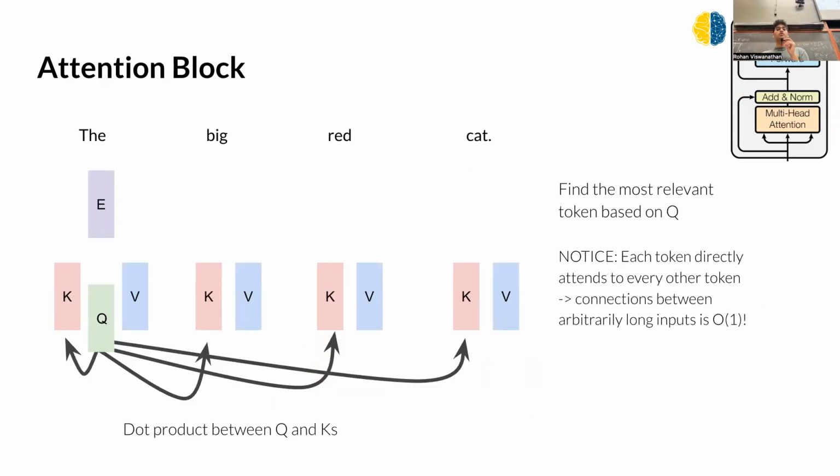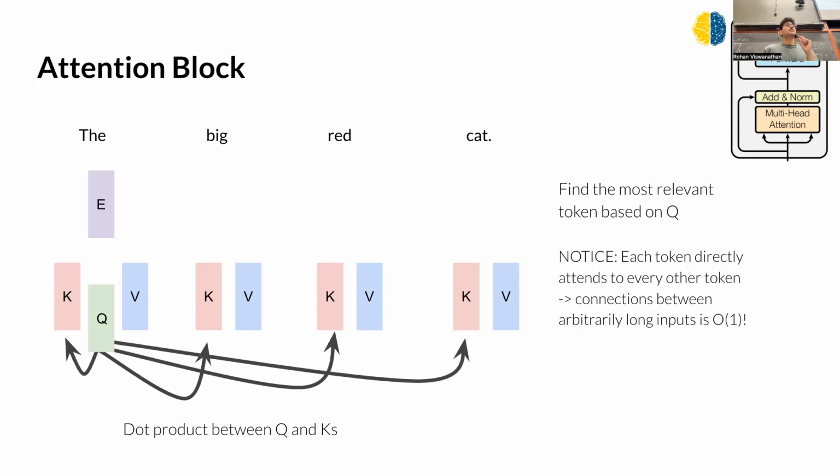We want to find the most relevant token based on Q. So looking at our first embedding, we can take the query that corresponds to it, and we take the similarity between that query and every other key that we have. Each token attends to every other key in every other token. And the connection between arbitrarily long inputs is O of 1, right? We don't need to go through every single step. We don't have to run this process 500 times to get to the 500th token, right?